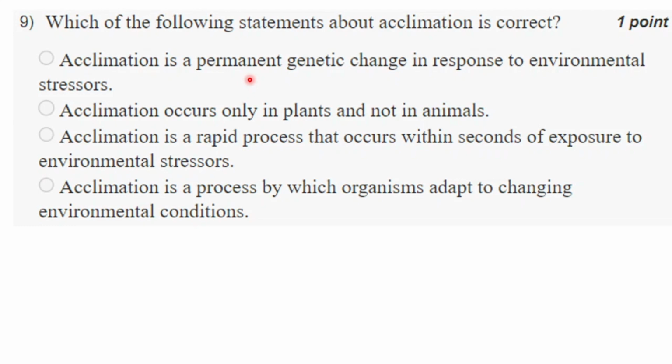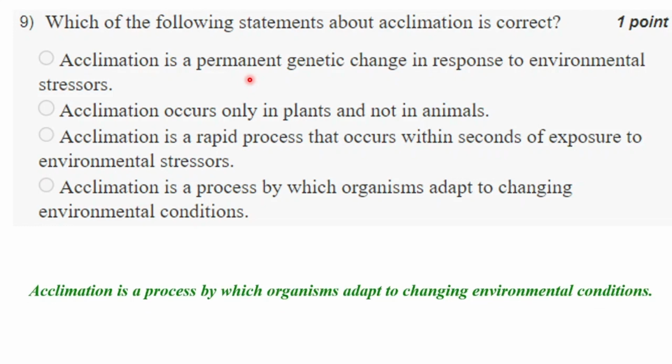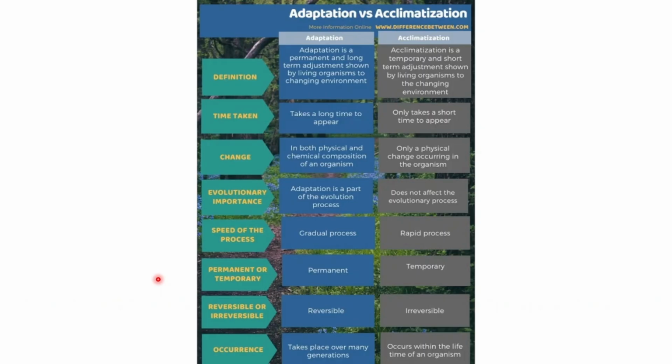So, what is acclimation, and what is the difference between acclimation and adaptation? You are correct. Acclimation is the process by which organisms adapt to changing environmental conditions. The main difference between acclimation and adaptation is that acclimation occurs within the lifetime of an organism, whereas adaptation occurs over several generations. Furthermore, acclimation allows organisms to adjust their morphological, behavioral, physical, or biochemical traits in response to changes in the environment.